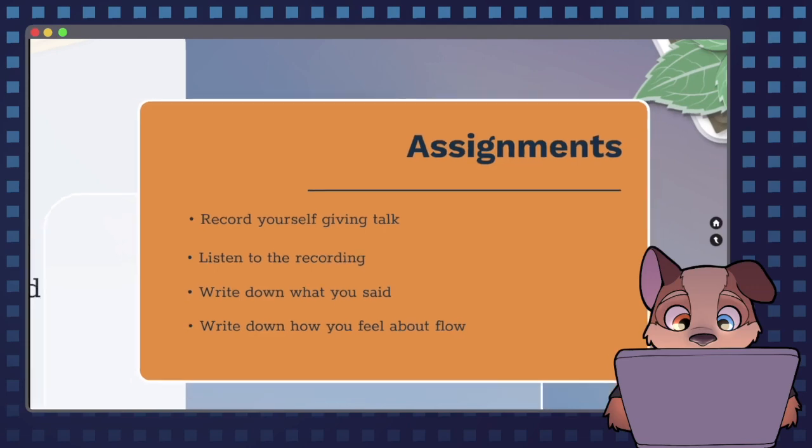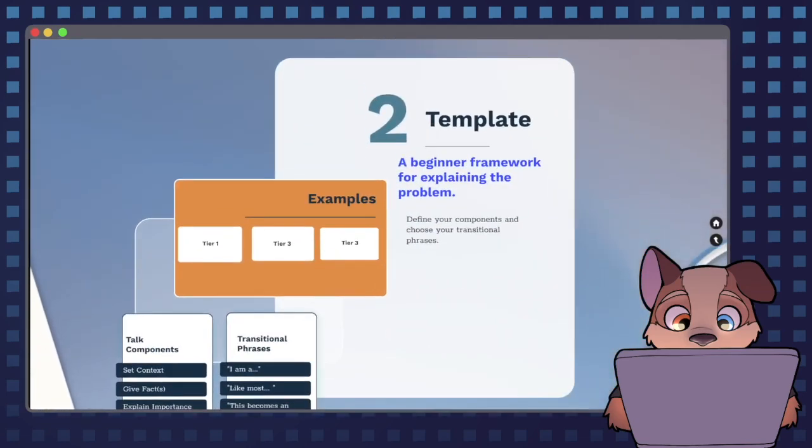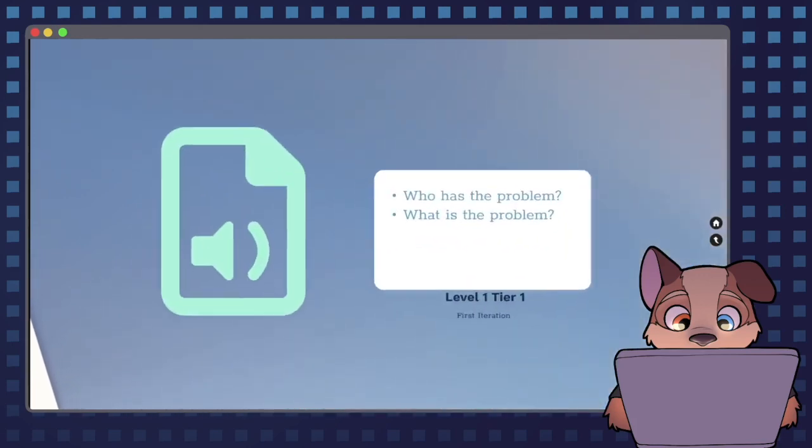So for that, this is going to be an area where most people struggle. So here is a little bit of a template that I think will help you as you first start developing your level 1 and 2 talks. And let's just go right into an example.